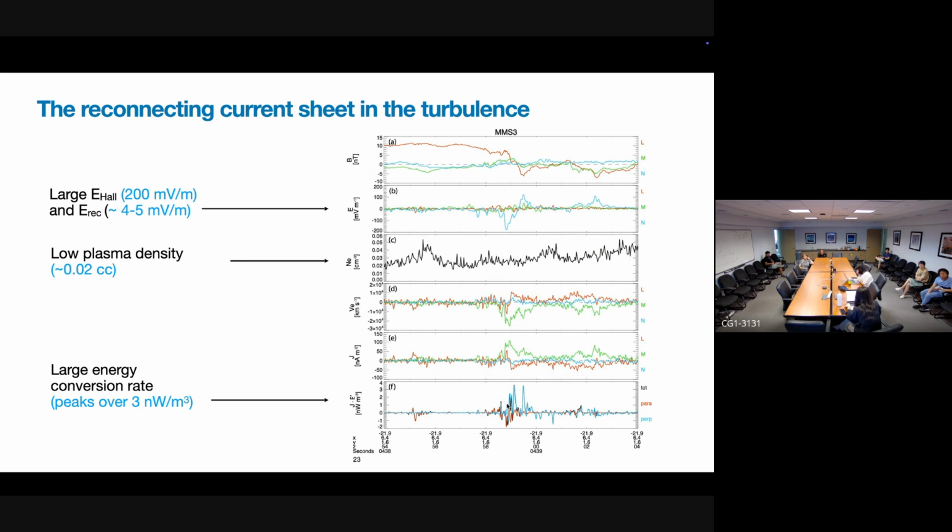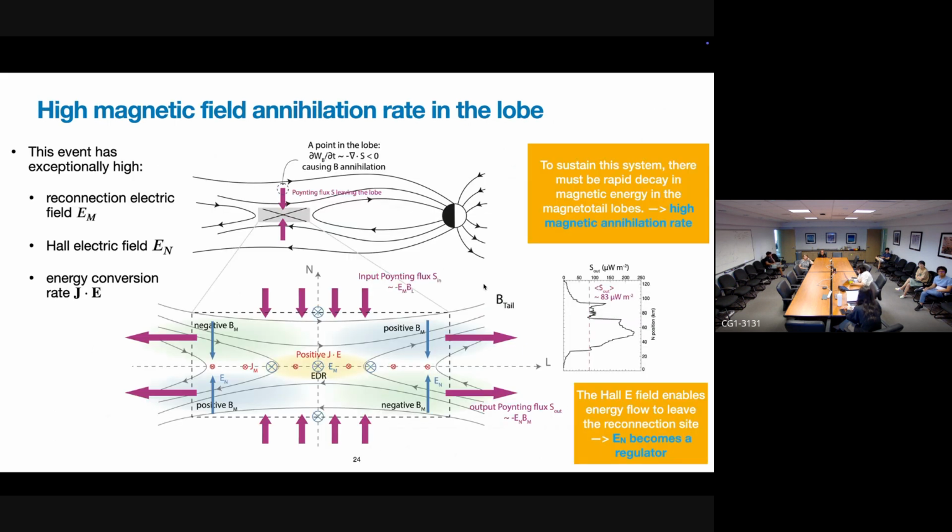Really large reconnection electric field, really large energy conversion, extremely low plasma density. Everything suggests this event is a reconnection event in the tail that's going crazy. There's super high energy conversion happening here, right? But why is this important? Why do we care about it? In my opinion, what's important is not local, because locally, if you normalize the electric field, the reconnection rate is still around 0.1. So it's still regular.